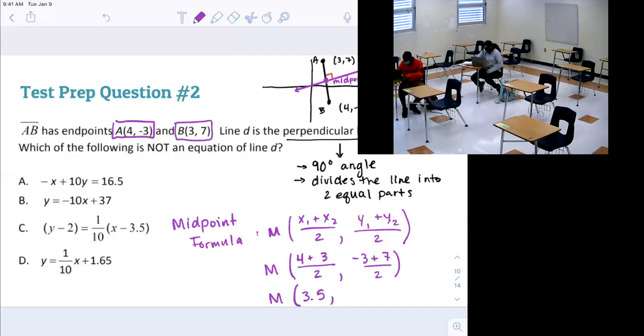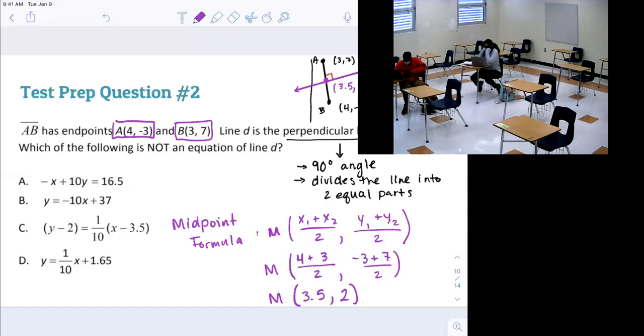-2. Well, no, you're right, +2. My bad. Oh, I just deleted everything I didn't want to delete. All right, so there's my line. And now I know that my midpoint is at 3.5, 2.